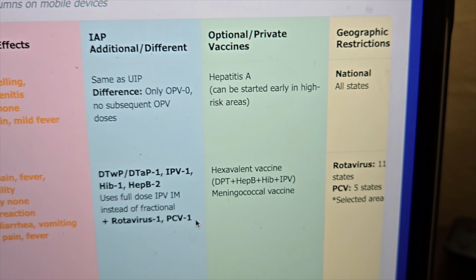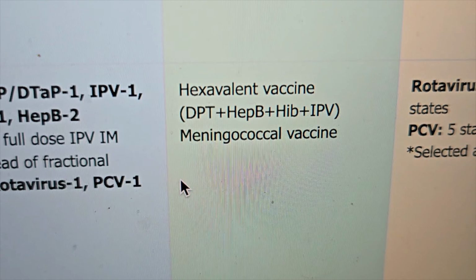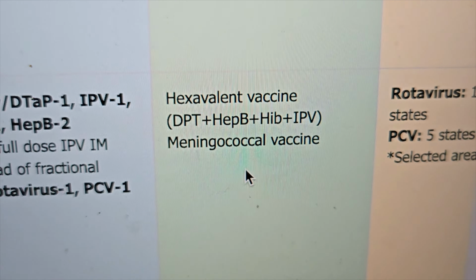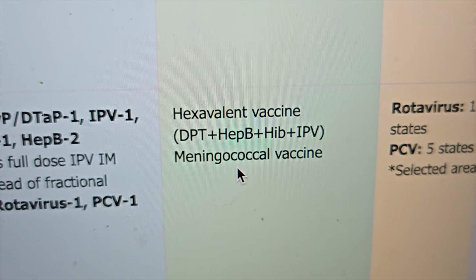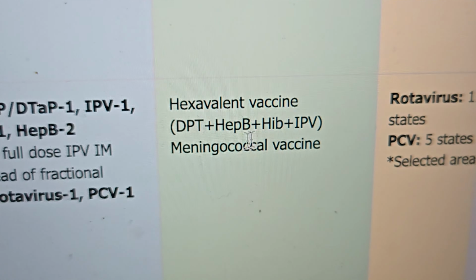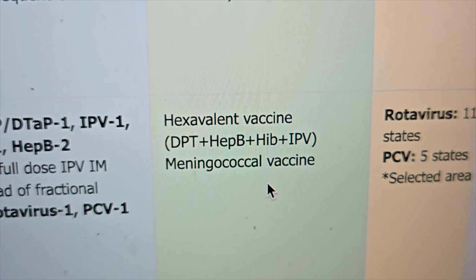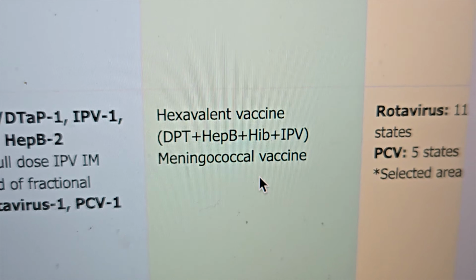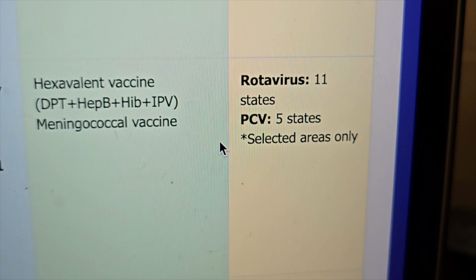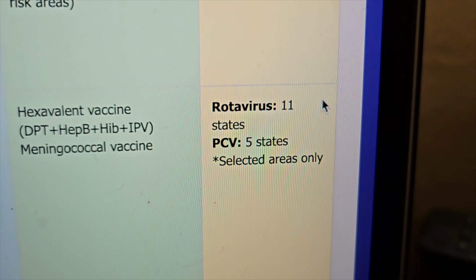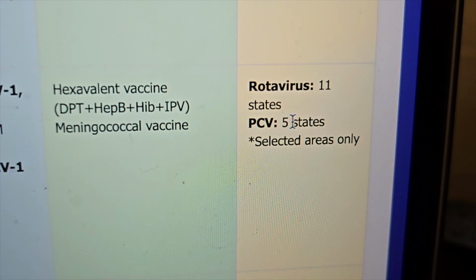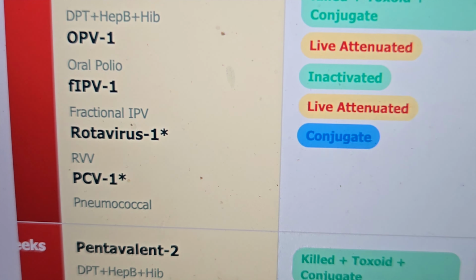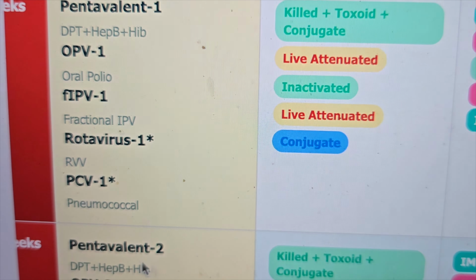What are the optional vaccines? See, the hexavalent vaccine is an optional vaccine during this age. That is, in addition to DPT, hepatitis B, HIB, IPV, you can include the meningococcal vaccine as an optional vaccine. It is not there in any schedule. See, rotavirus is marked with an asterisk because it is only given in 11 selected states. PCV is given only in 5 selected states. That's why in the national immunization schedule, it is marked with an asterisk.